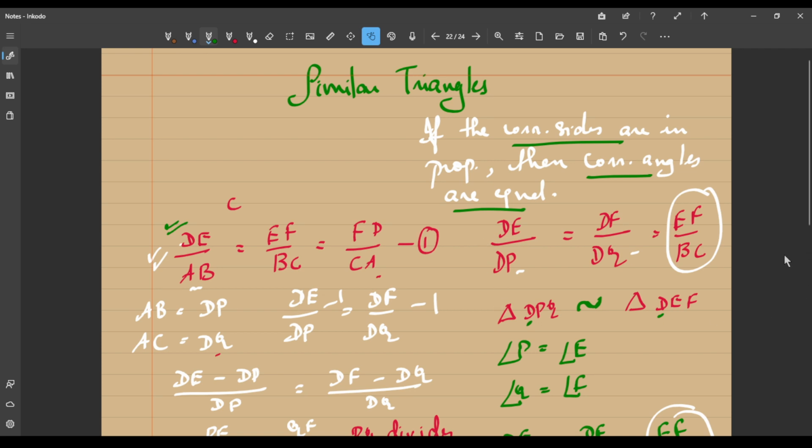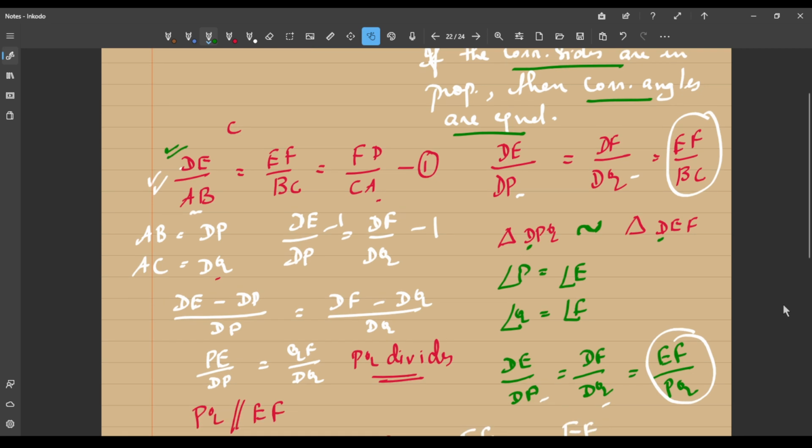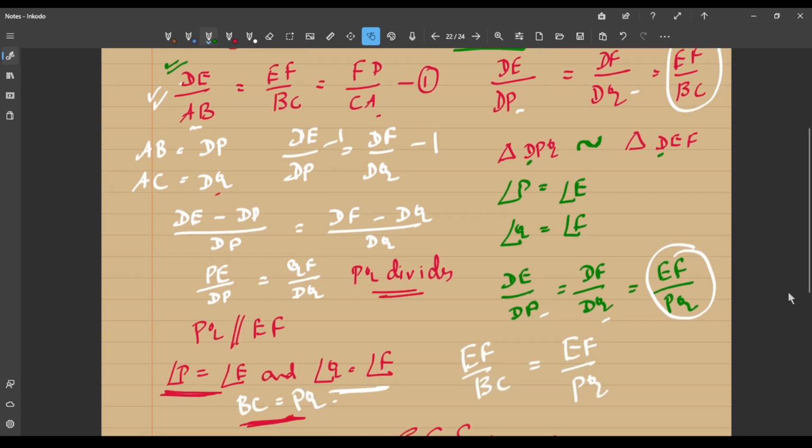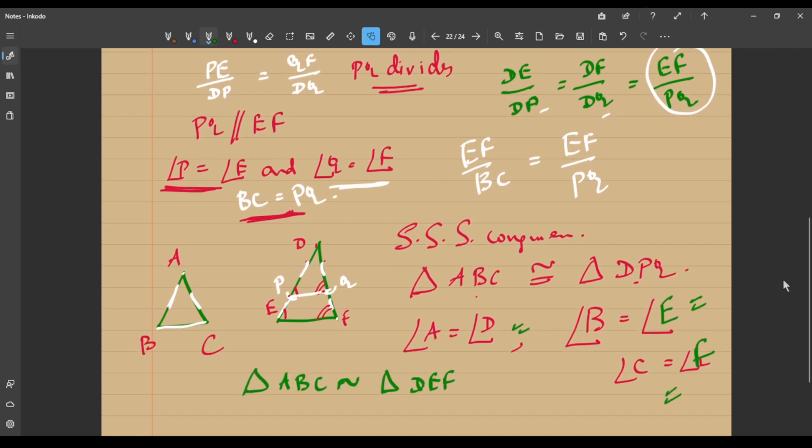I think if you pause the video and relook at it a few times, you would be able to follow this proof, though it's a little long one. It's very easy. Thank you.